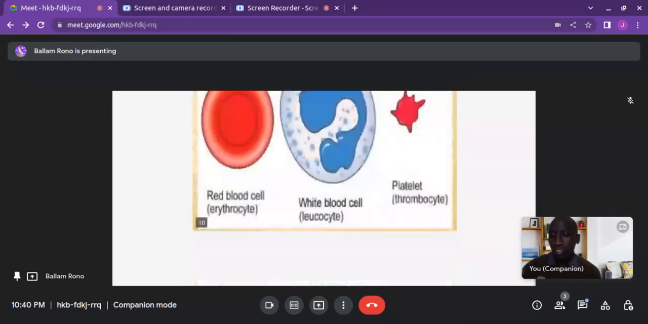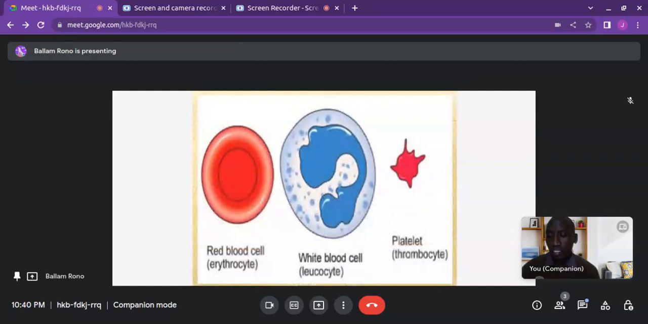Then we are going to look at the structure of the blood cells. As you can see on the screen, we have the red blood cells, which have another name, erythrocytes, and white blood cells, leukocytes, and the platelets, which are thrombocytes.